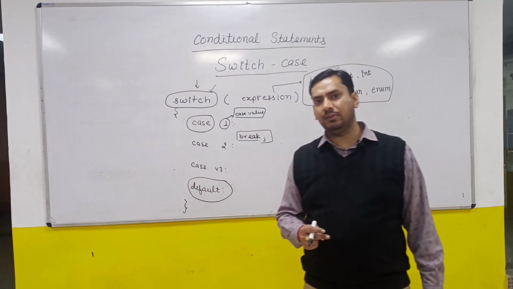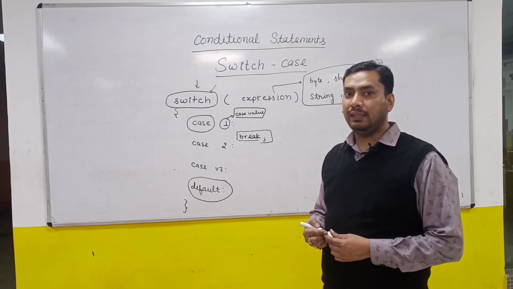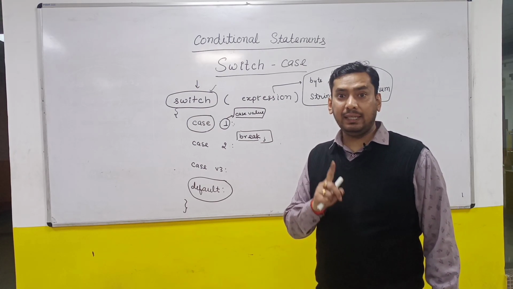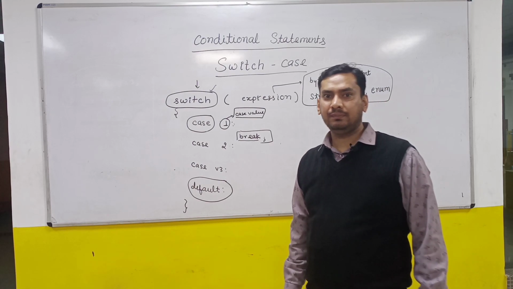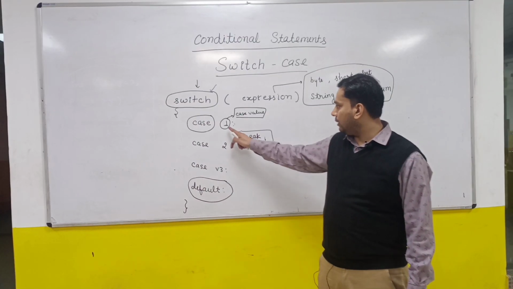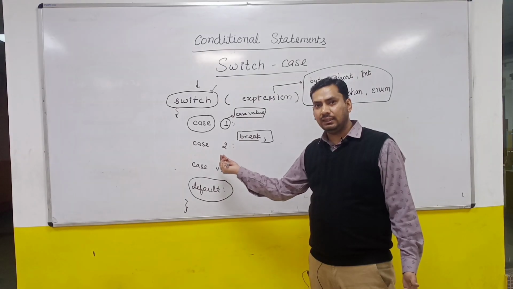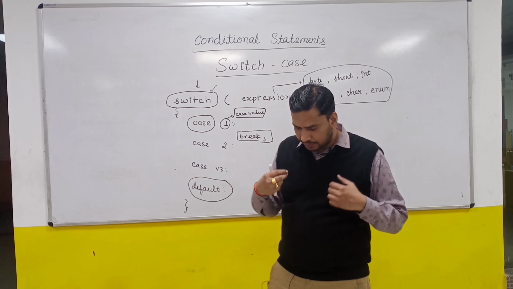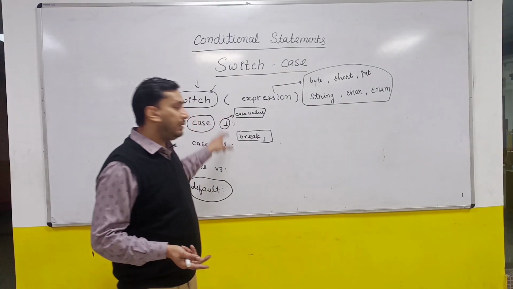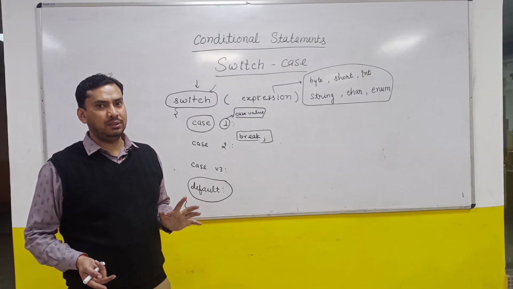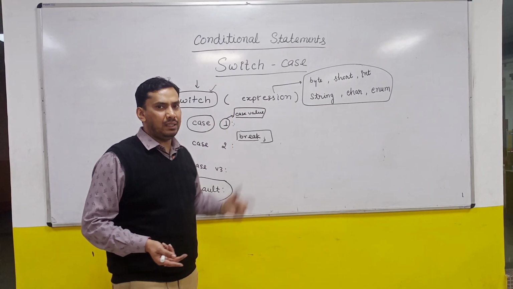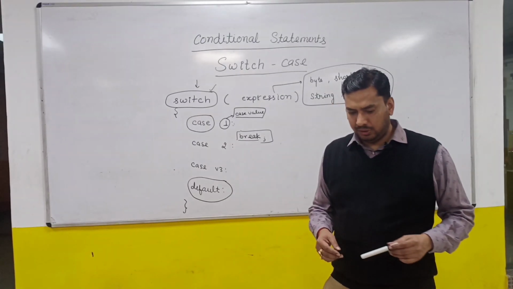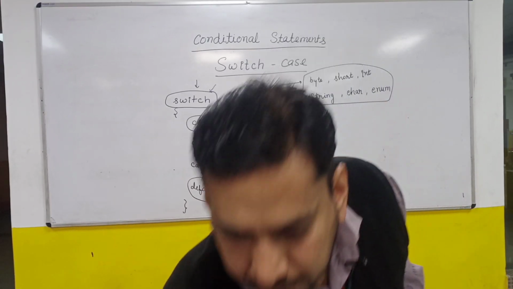Second important point about the case value. The case values are always constants. It cannot be a variable, right? Generally we write some constants here, but you can use some variable or you can say some data members here, but that data member must be constant. You cannot use a variable over here, right? I'll take an example here.